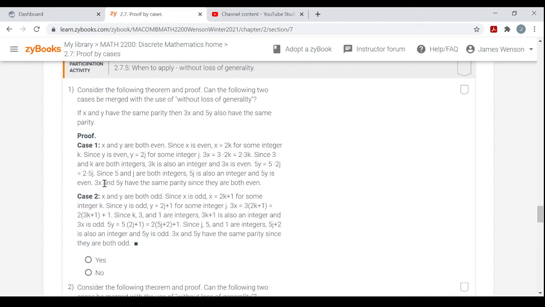Right? You cannot merge them like I did in the paper earlier with the phrase without loss of generality. Right? So I cannot merge these. They are totally different proofs. Right?